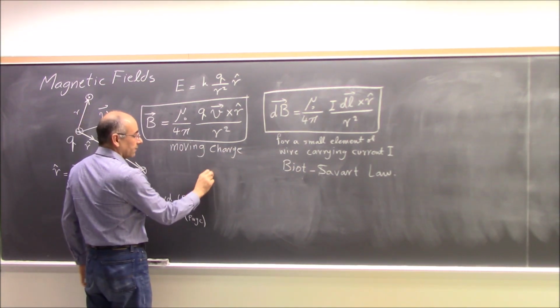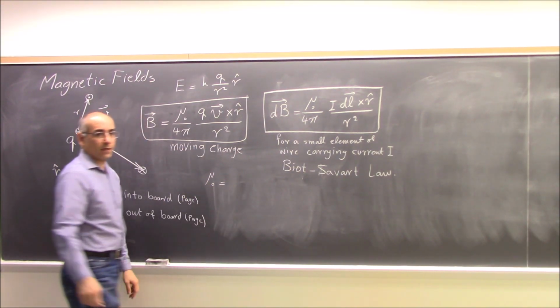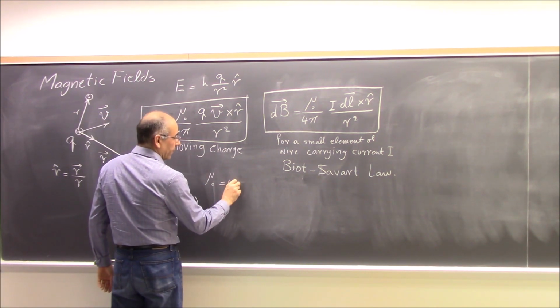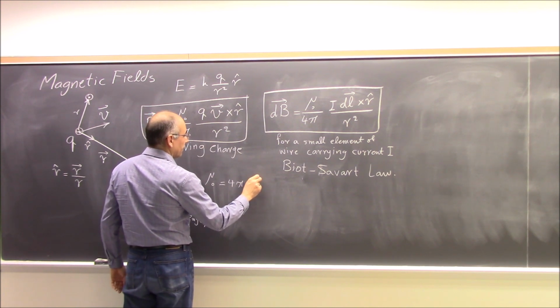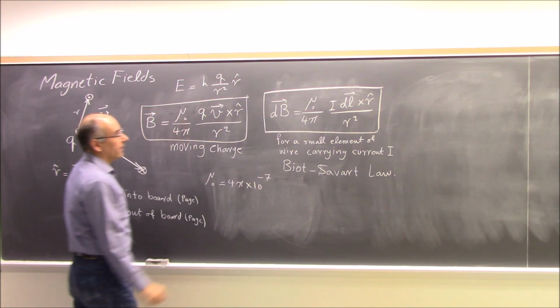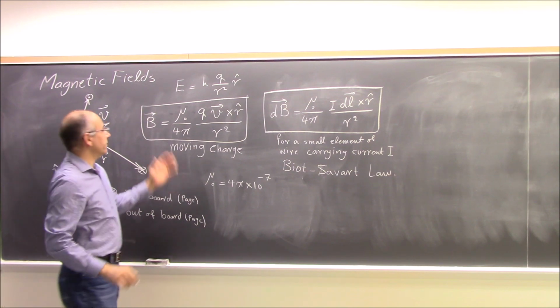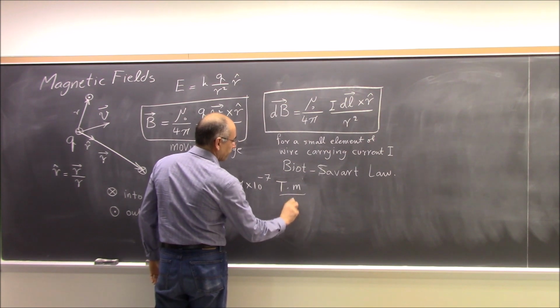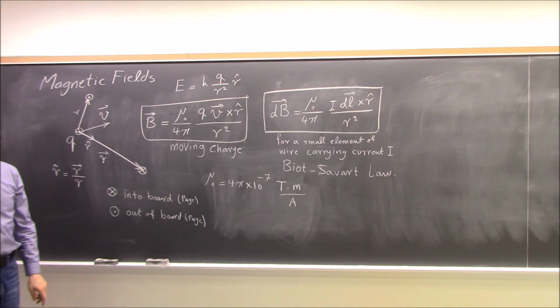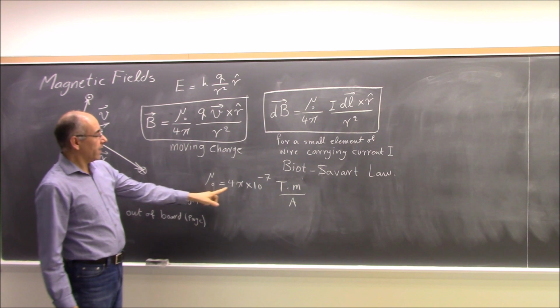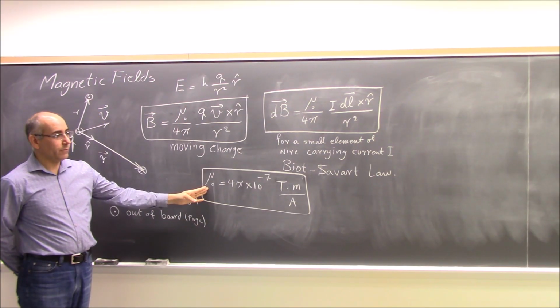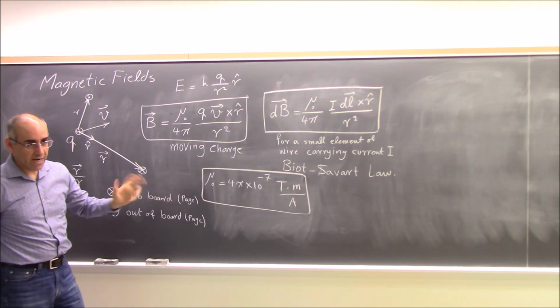And mu naught is a constant, like epsilon naught in electricity. By itself it is 4 pi times 10 to the negative 7th. And the unit of that, because the unit of B is Tesla, becomes Tesla meter over amp, is the unit of mu naught. And this mu naught over 4 pi cancels, it is just 10 to negative 7. This is called permeability of free space. It's another property of vacuum.